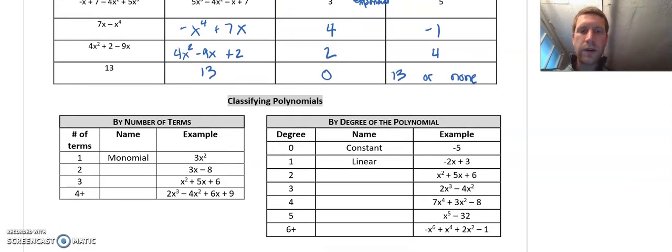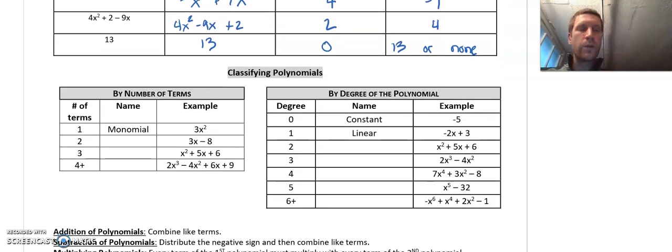So let's look at a couple different ways to name or classify polynomials. Polynomials, poly means many, nomial is like the number of terms that we have. So when we're classifying by number of terms here, if I have one term, like 13 up here, that's a monomial, mono meaning one, okay? If I have two terms, it's a binomial. Three is a trinomial.